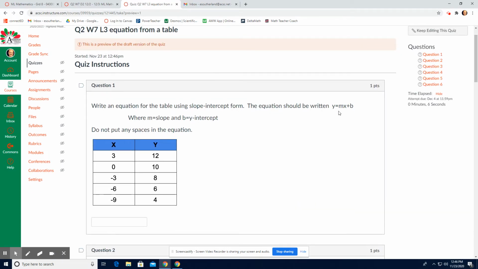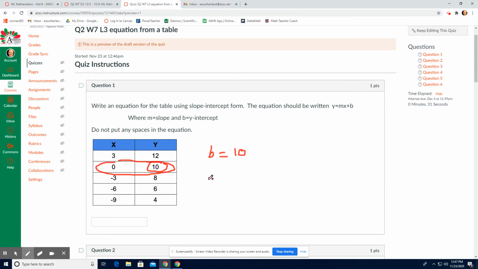Remember that equations are written y equals mx plus b, where m is slope and the b is the y-intercept. The other thing you need to remember is that when x is 0, the y is your b. And so b for this is 10.